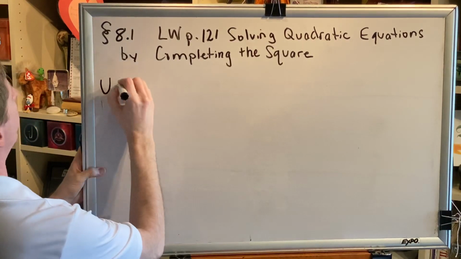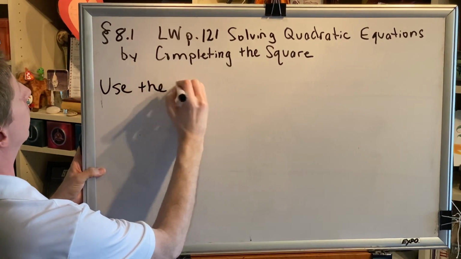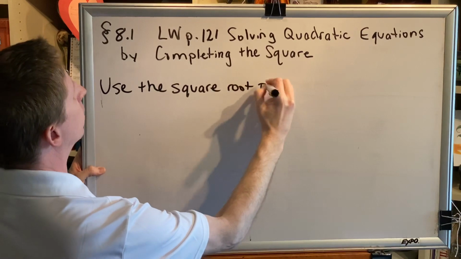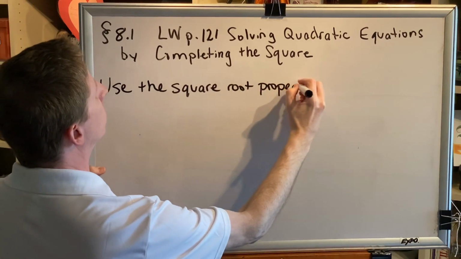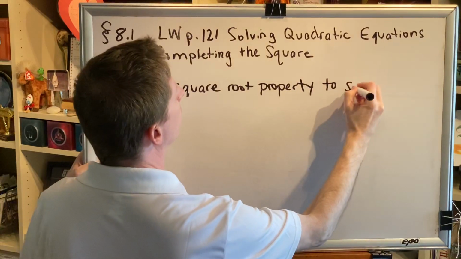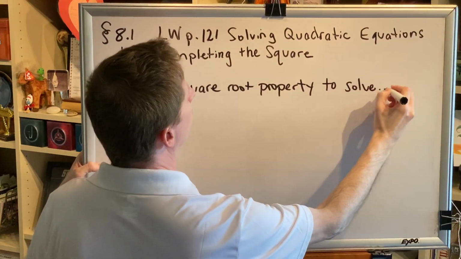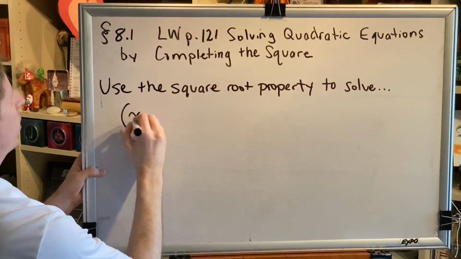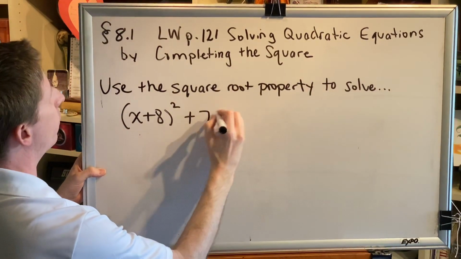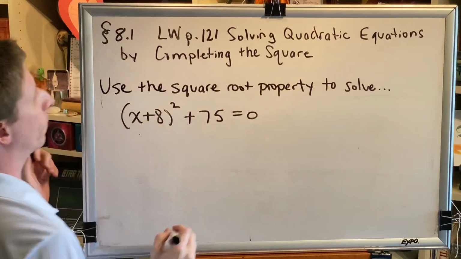Use the square root property to solve the equation. We have x plus 8 in parentheses squared plus 75 equals 0.